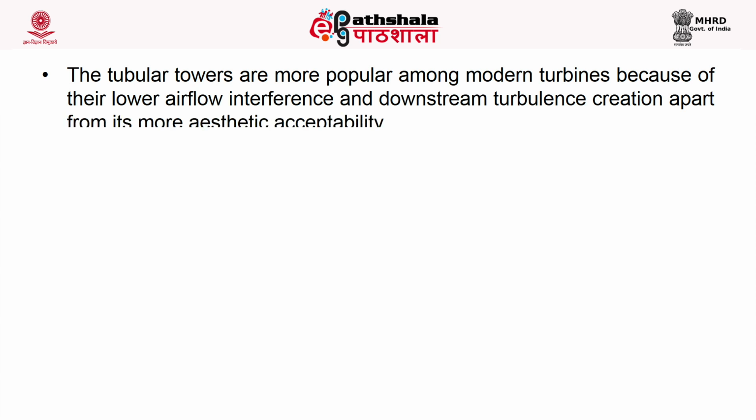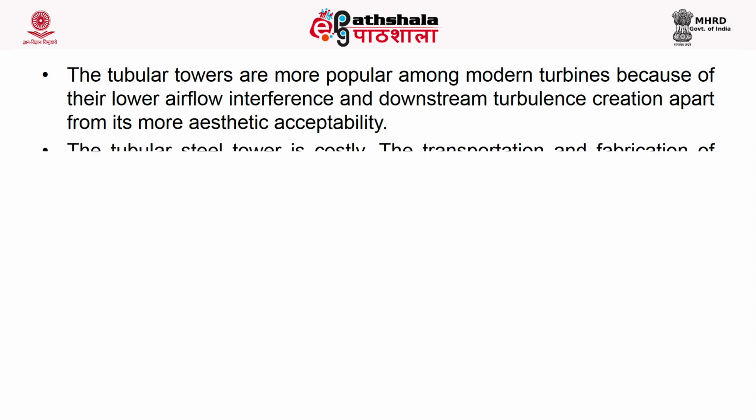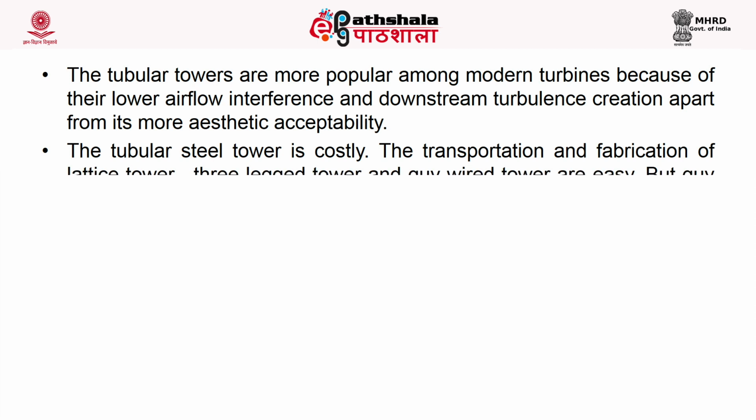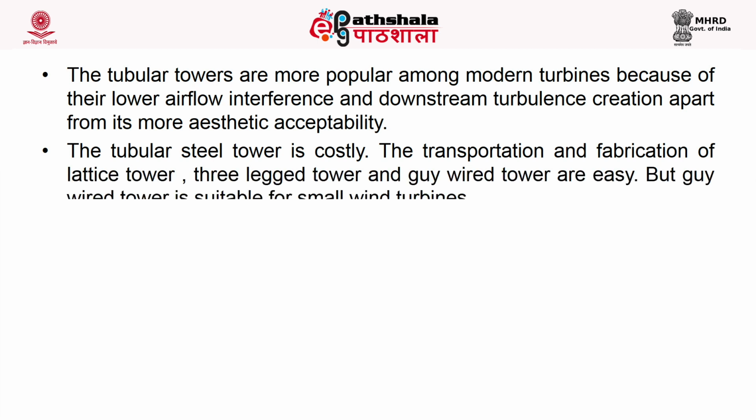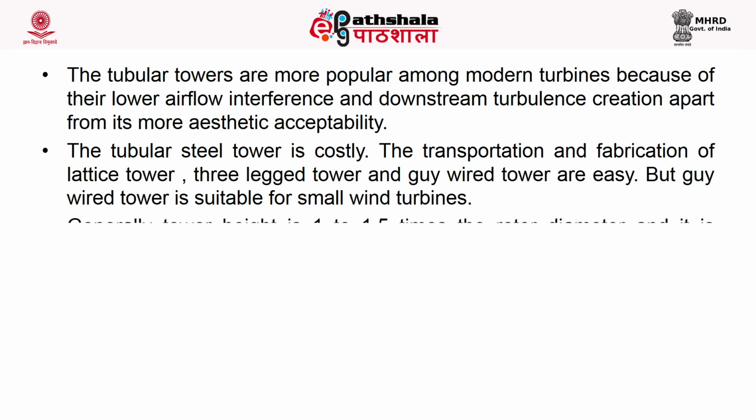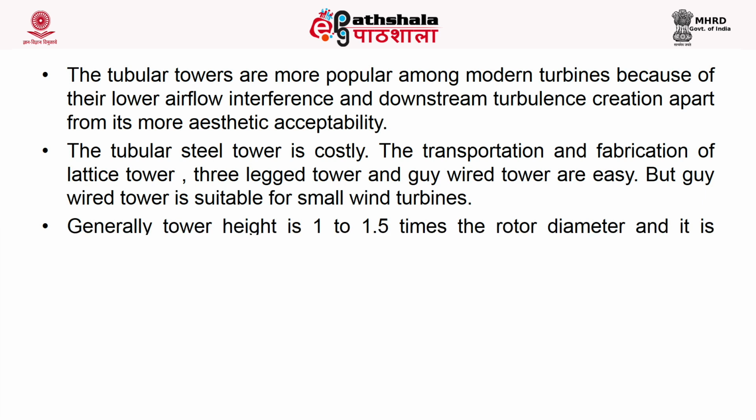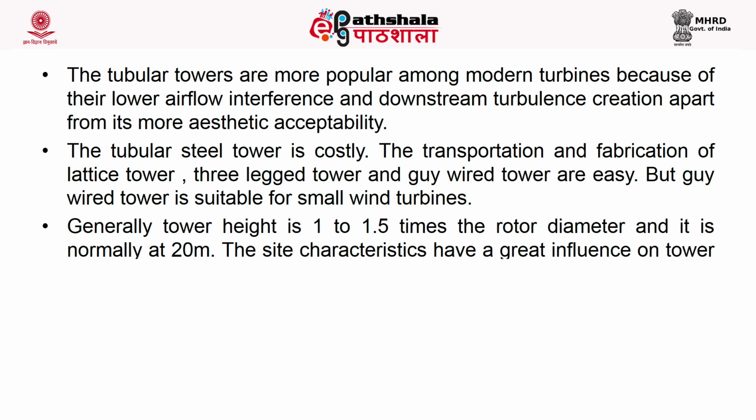The tubular towers are more popular among modern turbines because of their lower airflow interference and downstream turbulence creation, apart from their more aesthetic acceptability. The tubular steel tower is costly, and the transportation and fabrication of lattice tower, the three-leg tower and guide tower are easy. Guide wire tower is suitable for the small wind turbines.